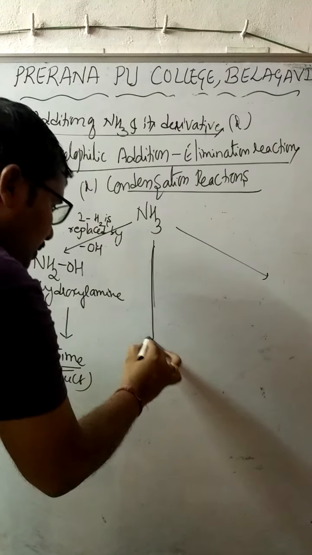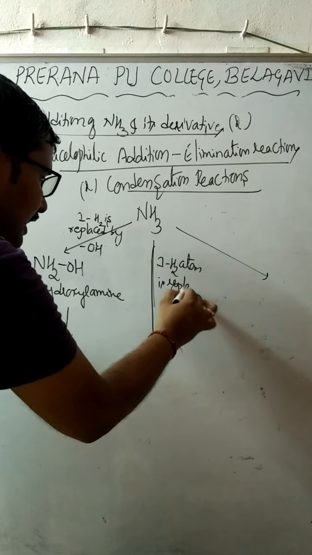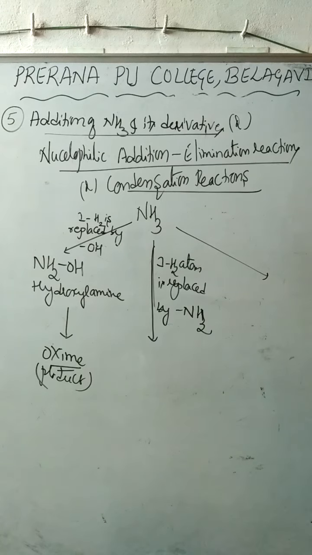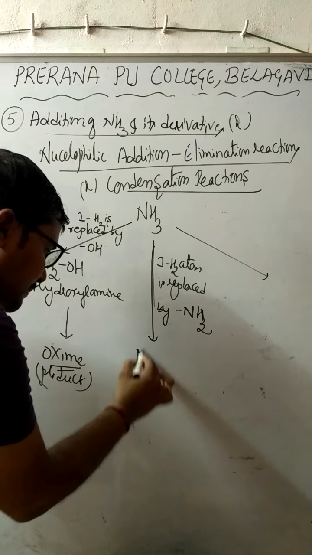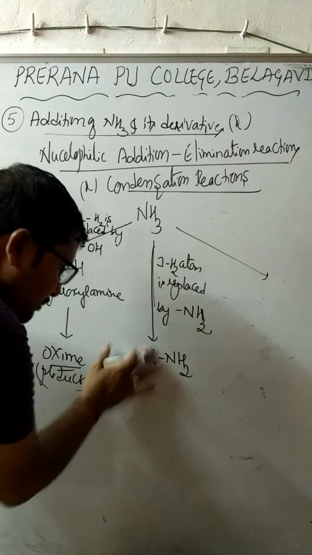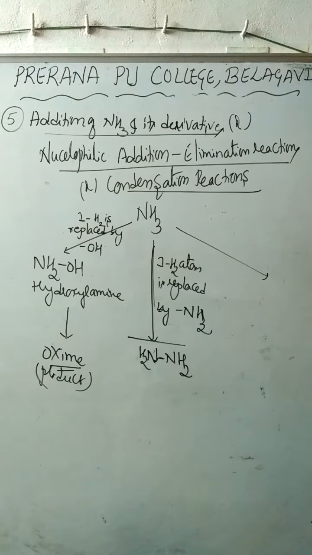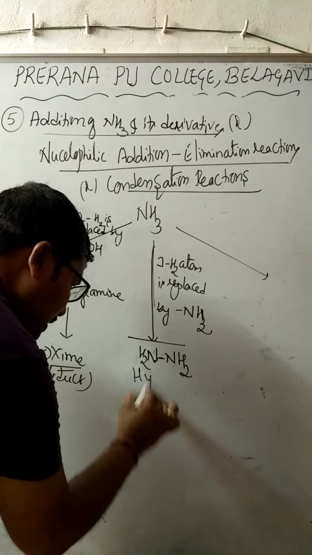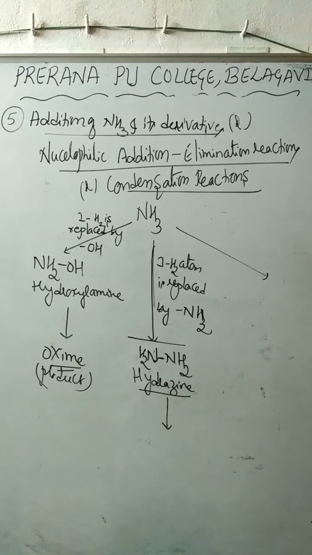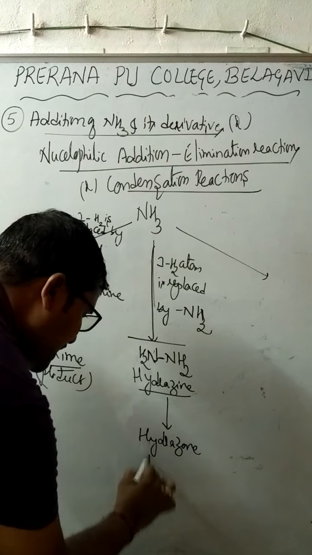The second derivative of ammonia is obtained when one hydrogen atom is replaced by amine functional group, that is NH2 functional group. So when one hydrogen is replaced by NH2 functional group, the formula that is obtained is NH2 single bond NH2. So this NH2 single bond NH2 is called as hydrazine. So when this hydrazine is involved in a chemical reaction, the product which is obtained is called as hydrazone.